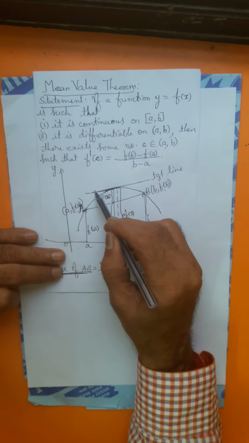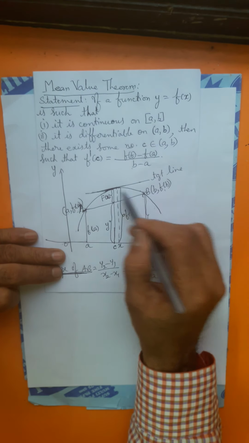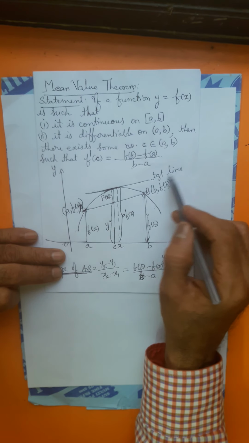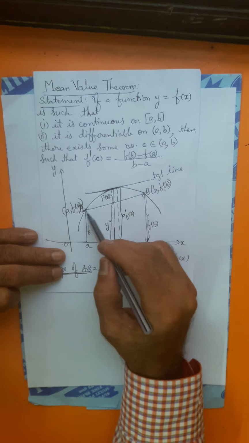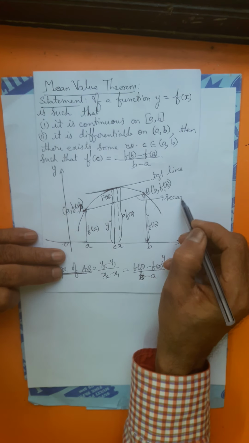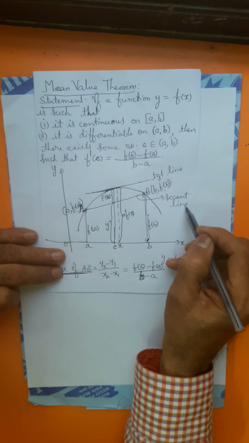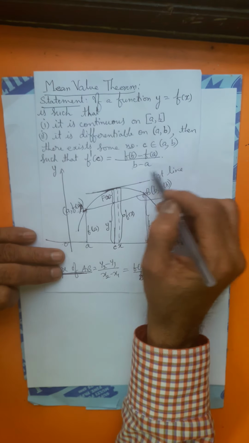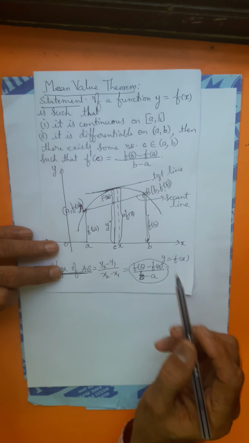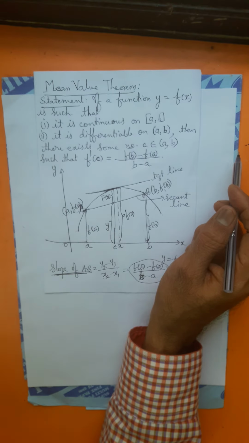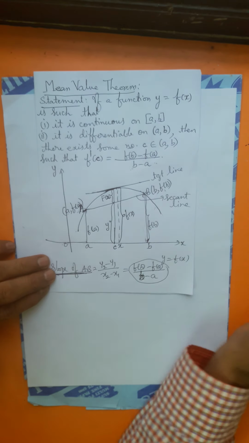If this line touches the curve at a unique point, it is a tangent line. But a line joining 2 points on the curve is a secant line. Line AB is a secant line. The slope of the secant line is f of b minus f of a by b minus a.